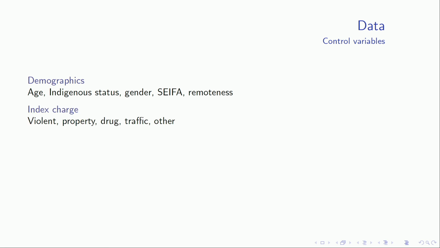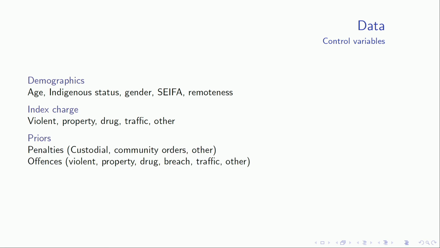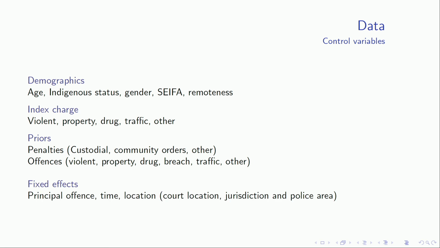I've got details of the index charge, and these are coded into broad categories of violent, property, drug, traffic, and other offenses. We've got their priors, which are of two types: the previous penalties they received, coded into custodial orders, community orders, and other penalties, and offenses, again coded into broad categories: violent offenses, property offenses, drug offenses, breach offenses, traffic offenses, and other offenses.